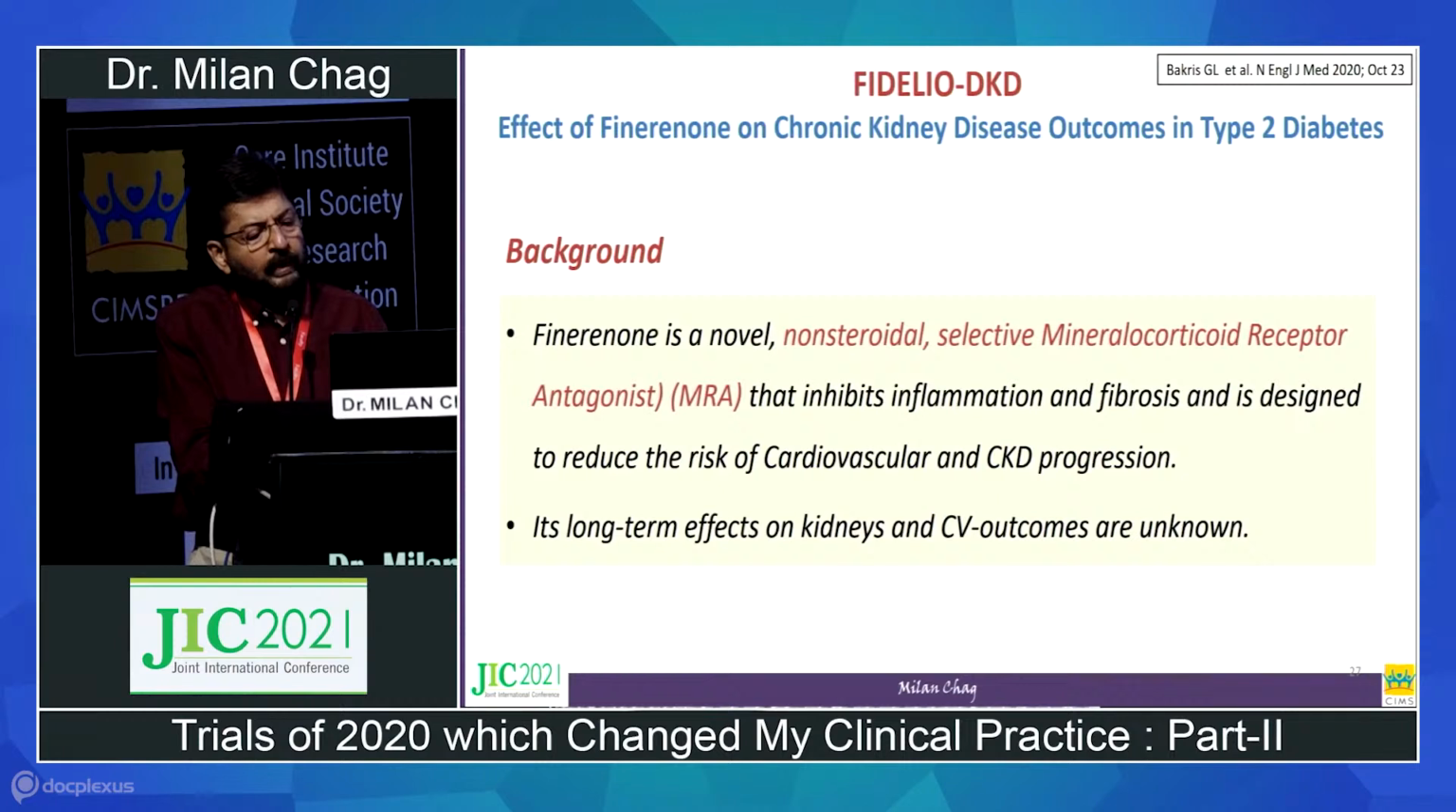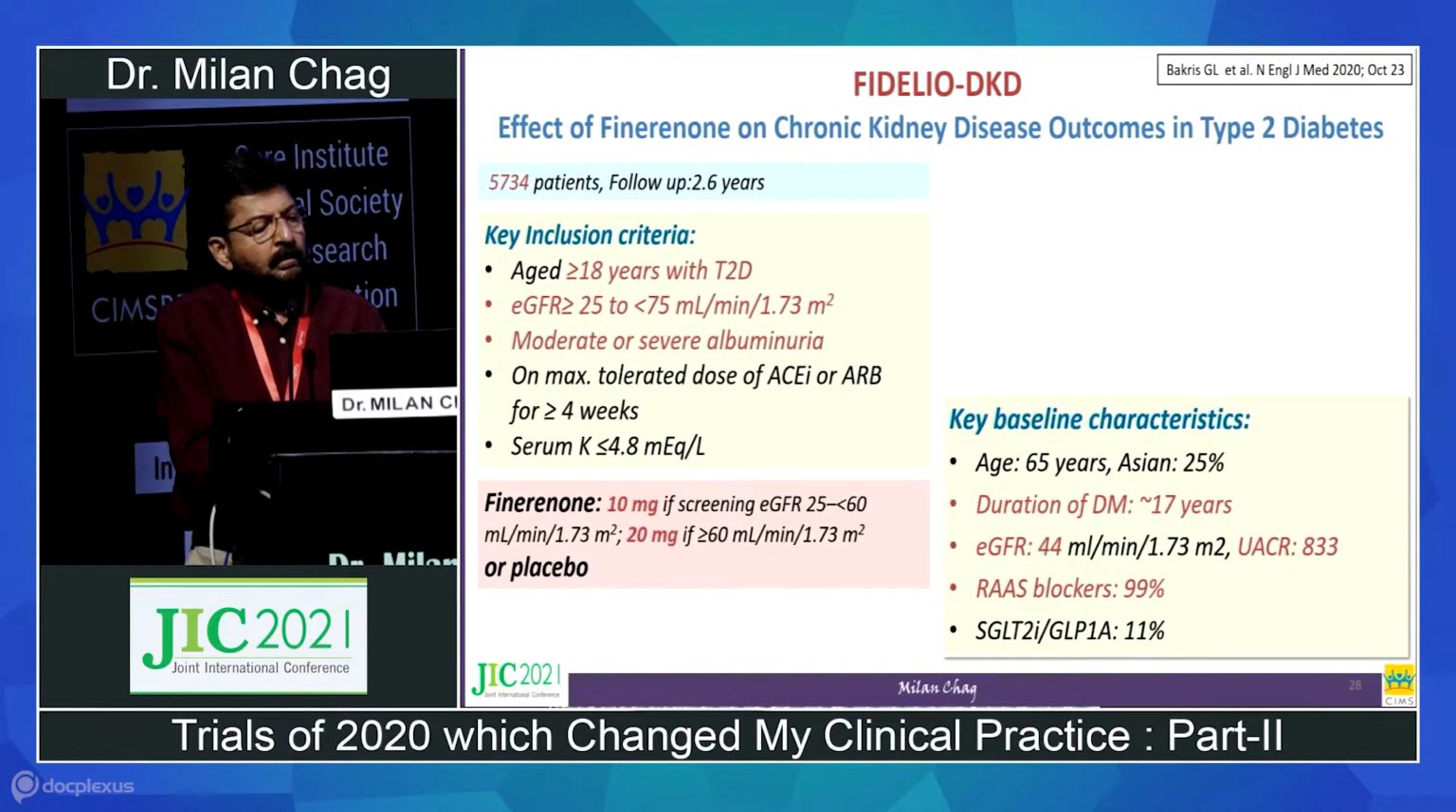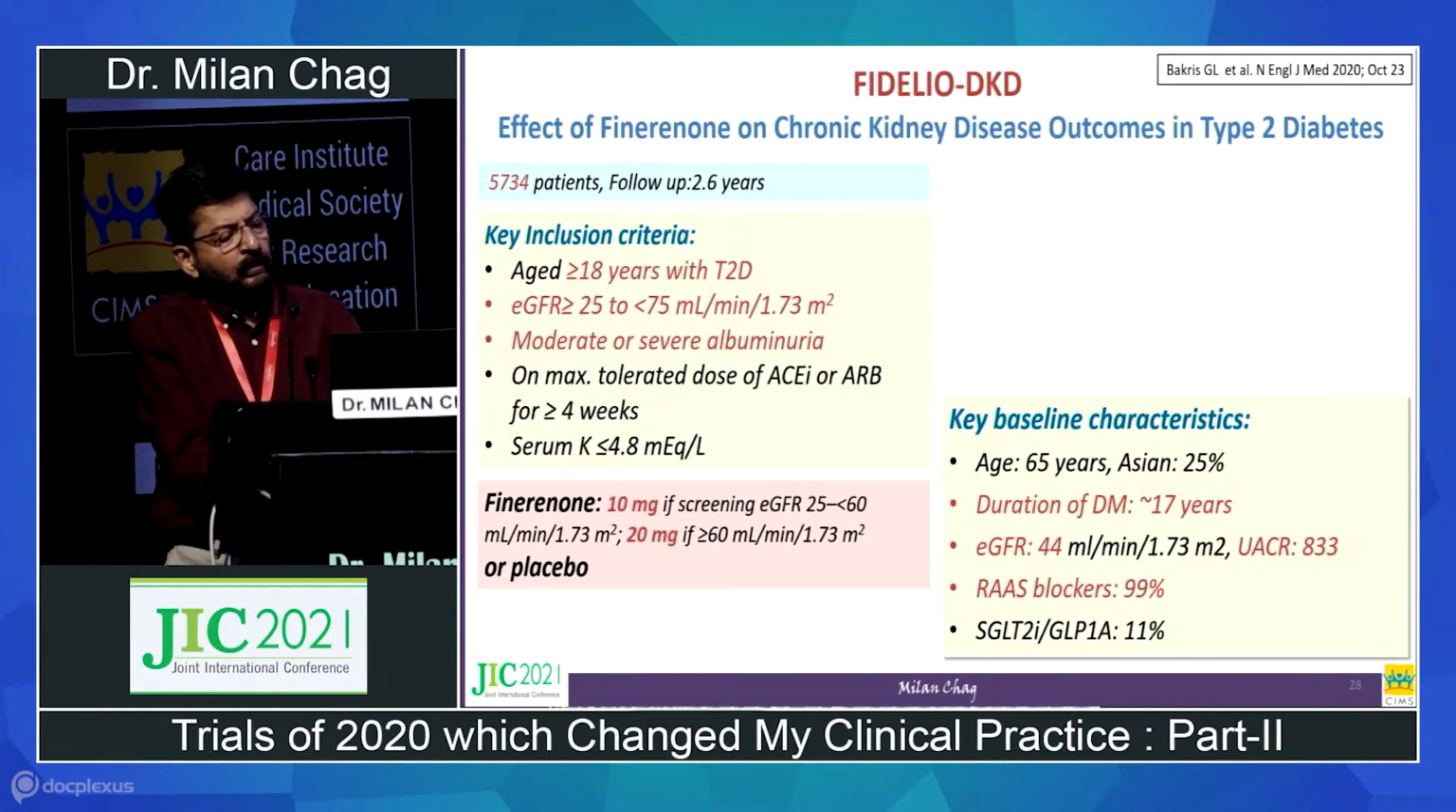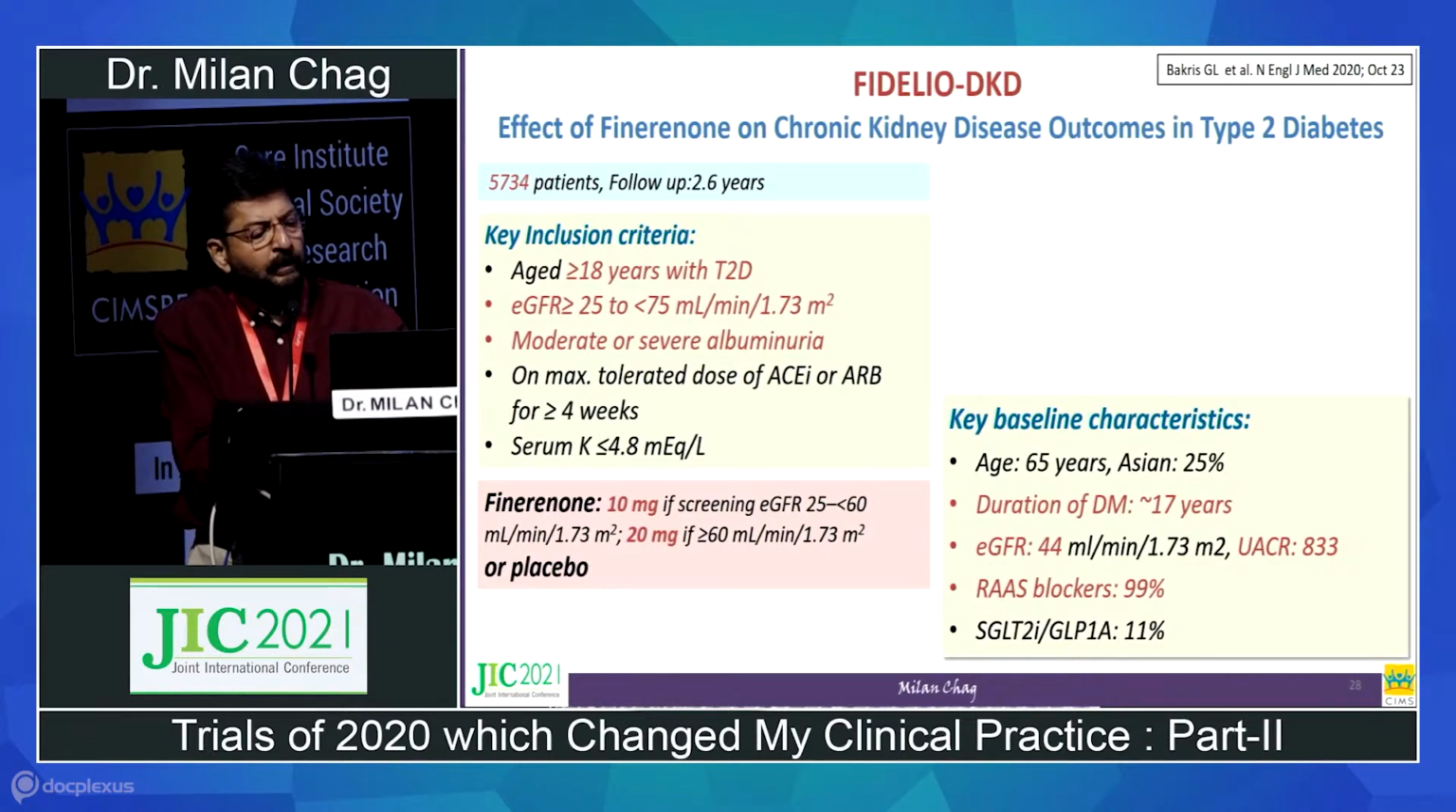So the long-term effect on kidney and cardiovascular outcome was studied here. 5,000 plus patients, follow-up 2.5 years. Any patient who was older than 18 and had diabetes was included. eGFR was more than 25 but less than 75. Patients had moderate or severe albuminuria. All patients were on ACE inhibitor or ARB. Finerenone 10 mg or 20 mg as per the GFR was compared with placebo.